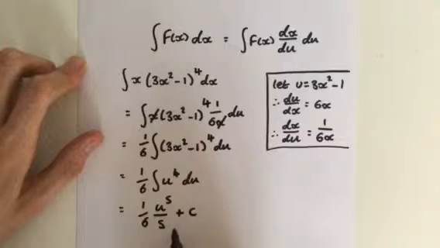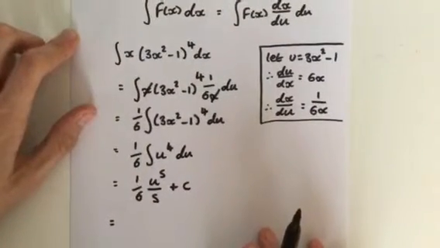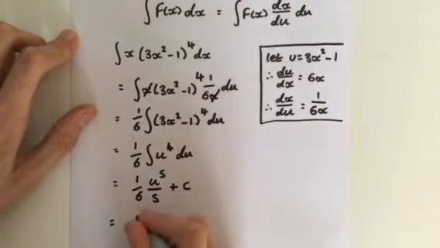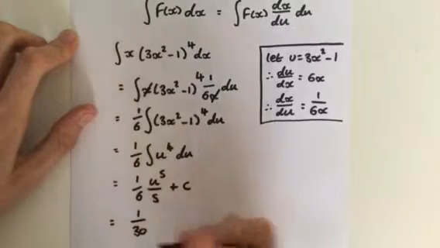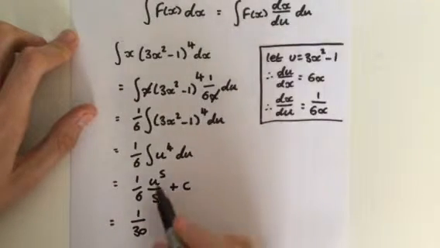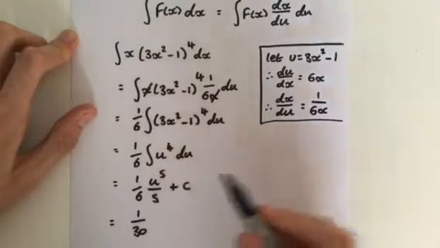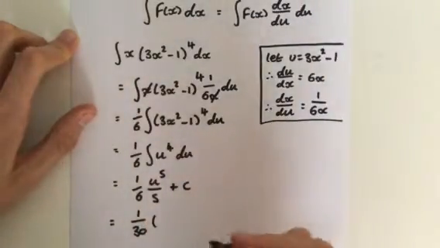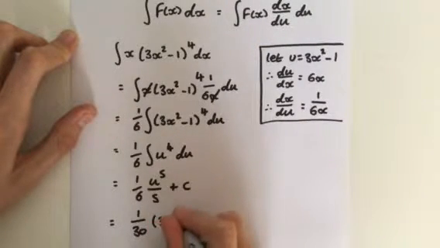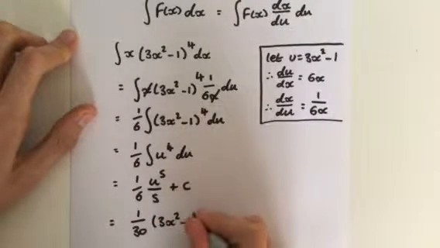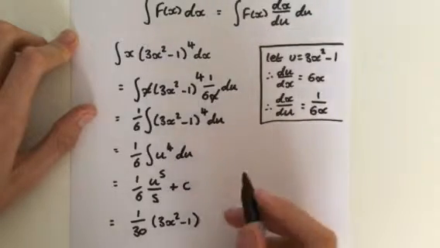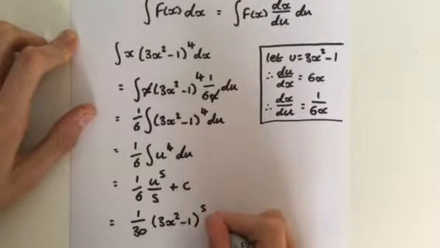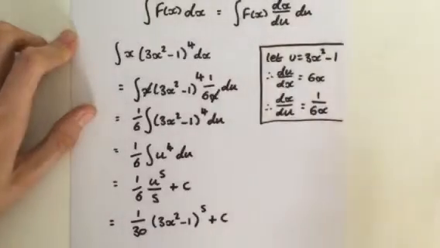Now we can't leave it like this, we need it in terms of x. So when we do that, 6 multiplied by 5 gives us 30. So we get 1 over 30 multiplied by u to the 5. Well, u is 3x squared minus 1. So we get 1 over 30 multiplied by (3x squared minus 1) to the power of 5. Okay? And we add our constant of integration.